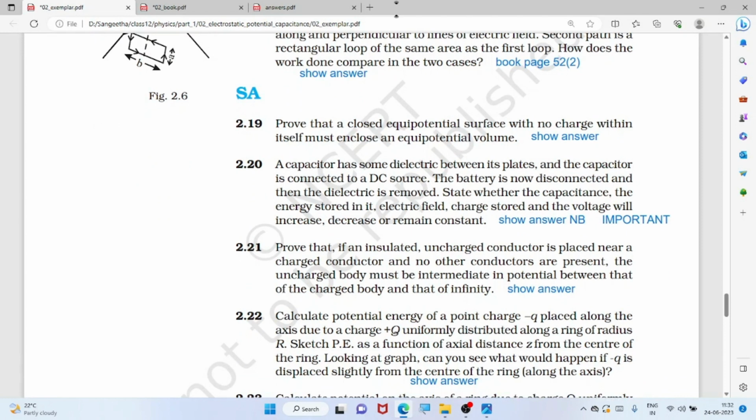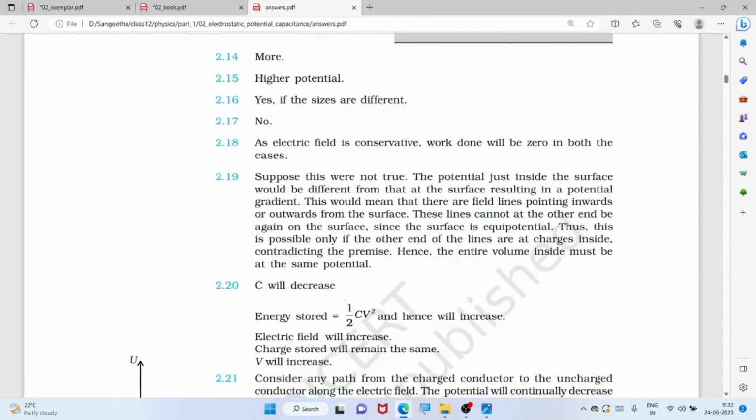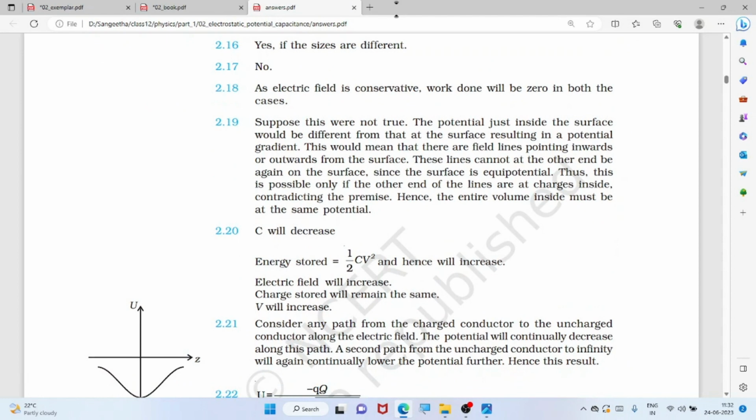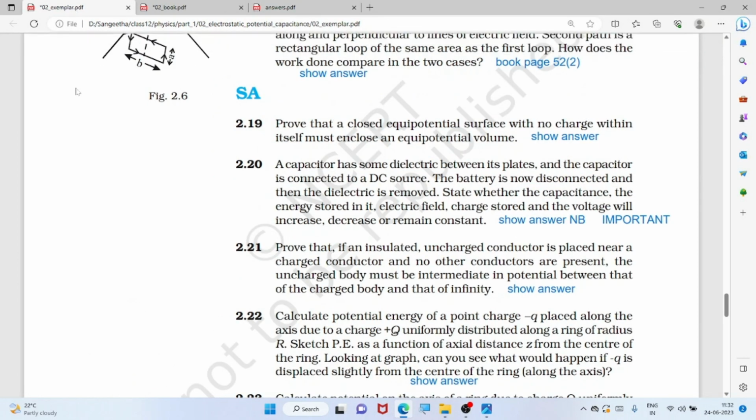Prove that a closed equipotential surface with no charge within itself must enclose an equipotential volume. 2.19. Okay, you can go through this answer.